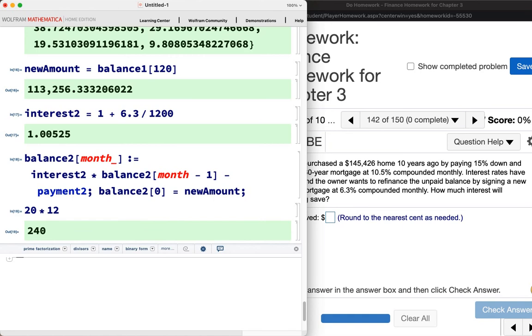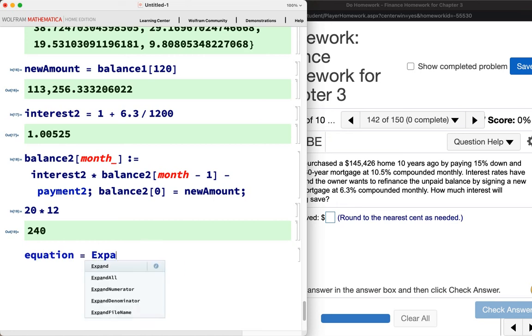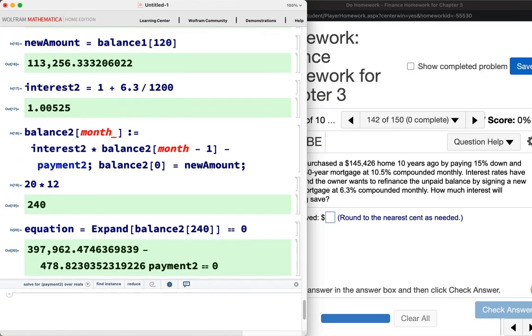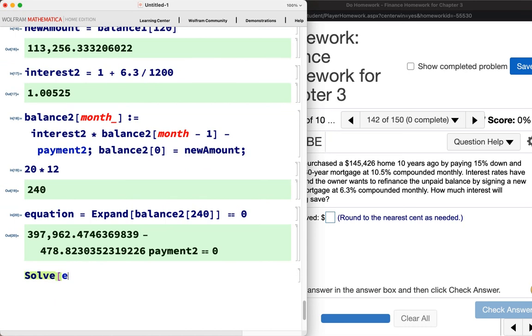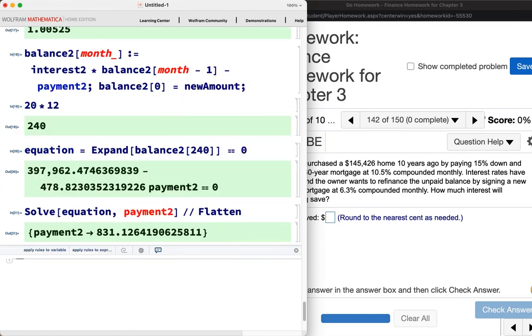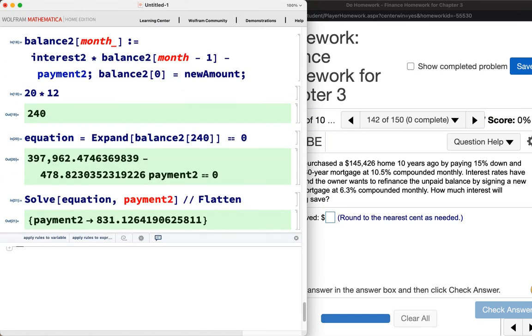Okay. So, let me just store this in an equation. I'm going to call it equation. Expand balance to 240 is equal to 0. And then I'm going to solve the equation. What is payment to? Payment to is $831 and about 13 cents every month.